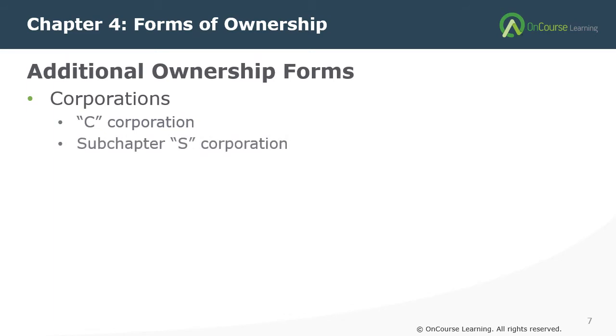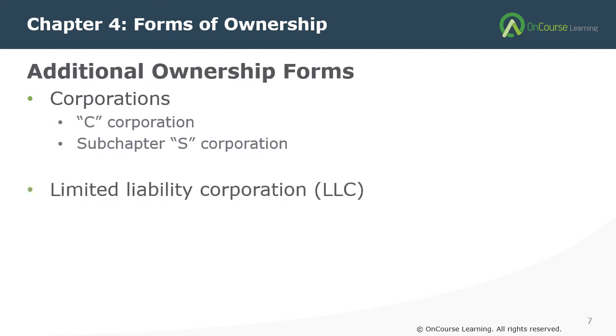The S corporation, the subchapter S corporation, is popular for real estate brokers and developers. It allows up to 75 shareholders. It offers limited liability, and earnings are taxed only one time, and that's at the ownership or at the shareholder level. The limited liability corporation is similar to the subchapter S corporation, but there's no limit on the number of stockholders.